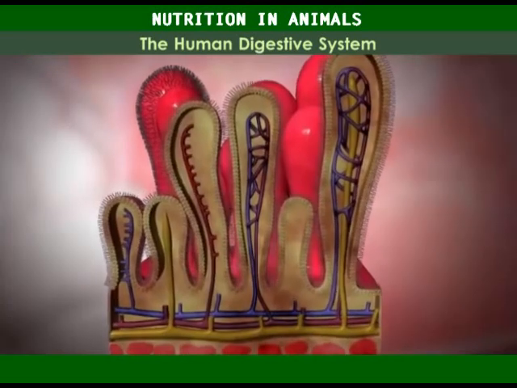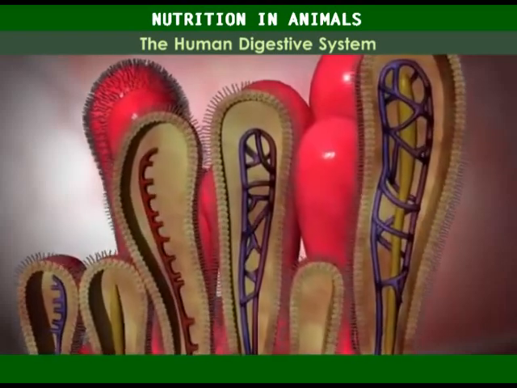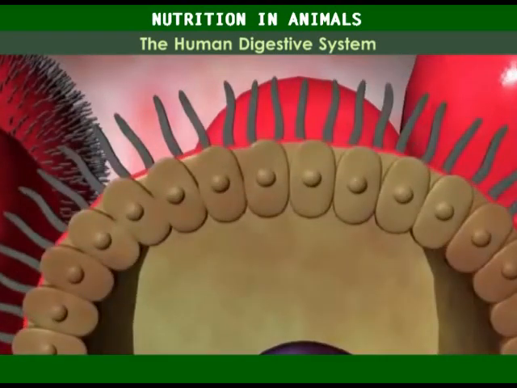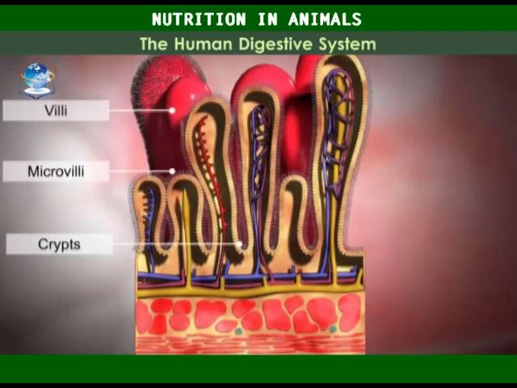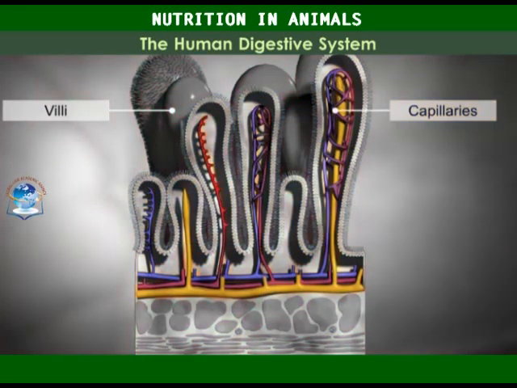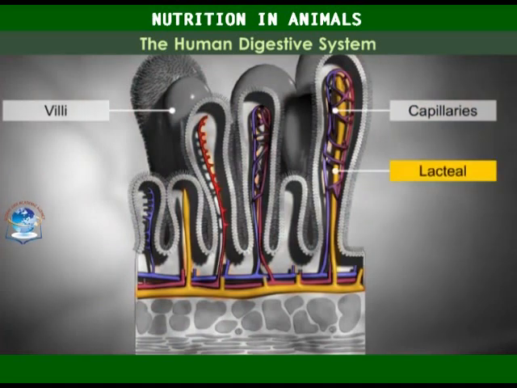The borders of the villi have a brush-like appearance as the cells lining the villi produce several microscopic projections called microvilli. Both villi and microvilli increase the surface area for absorption in the ileum. Villi also have a network of capillaries and a large lymph vessel called the lacteal.